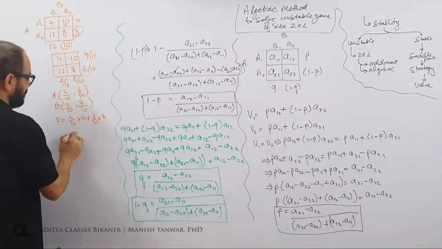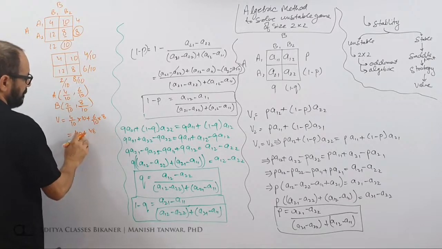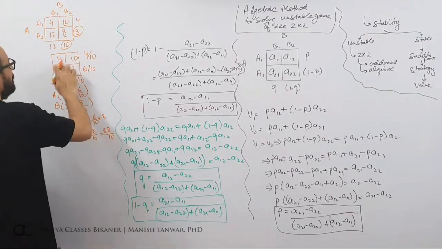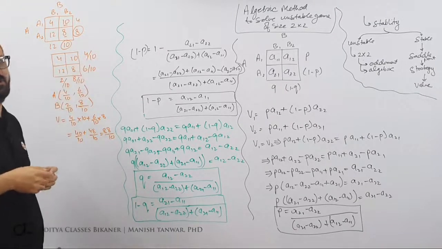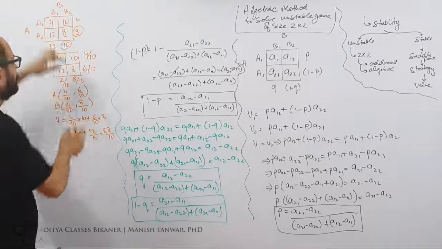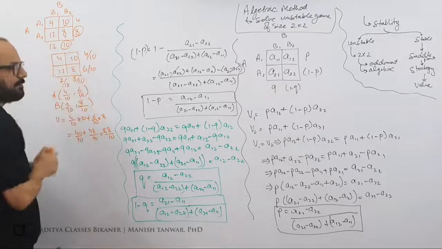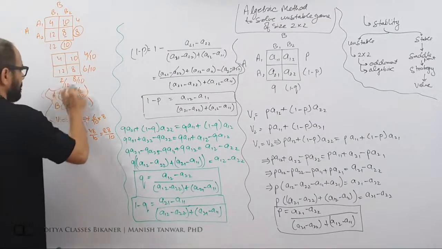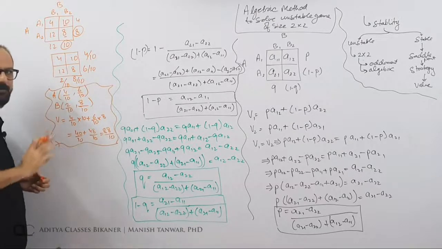Right now what we are getting? We are getting 40 plus 48 upon 10, 88 upon 10. What was that? 4 multiplied by 4 is 16, 12, 6 are 72. Sorry, 16 plus 72 is 88. So if I take this, it is 88. So this is my solution. What is my solution? Strategies for A and B and value of game.